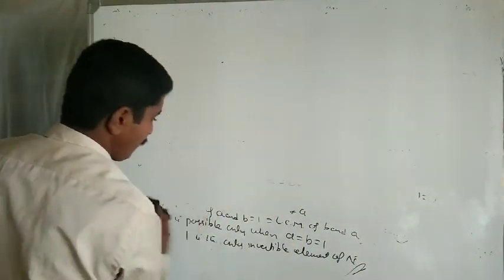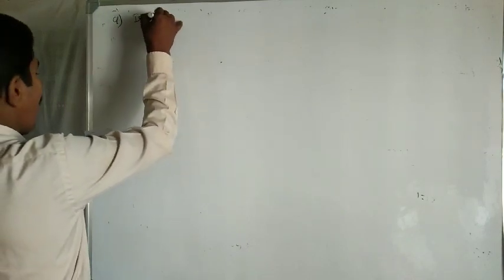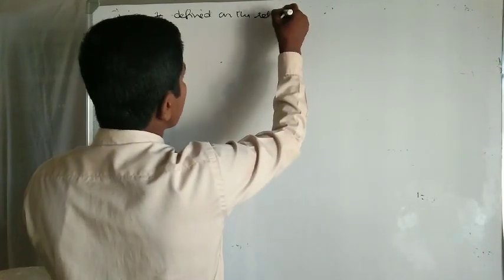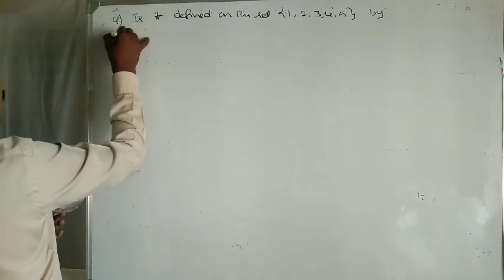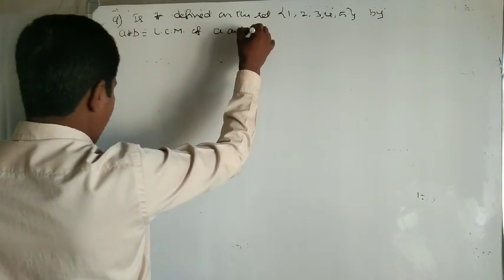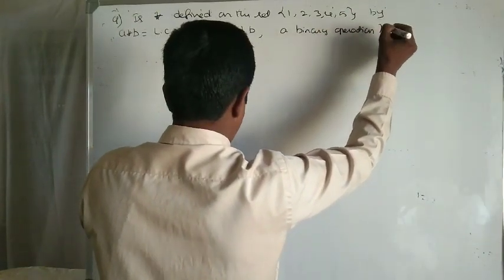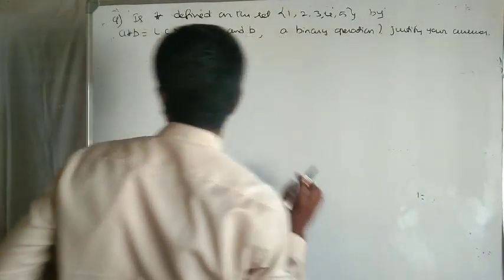So next, ninth problem. Is star defined on the set 1, 2, 3, 4, 5 by A star B equal to LCM of A and B, a binary operation? Justify your answer.